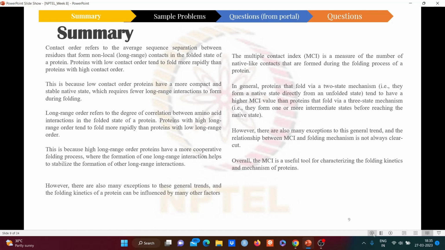This is because two-state folding proteins tend to have a more cooperative folding process, where the formation of one native-like structure helps to stabilize the conformation of other contacts, leading to an overall higher MCI value. So overall, there are exceptions to this general trend between MCI and folding mechanism as well. The combination of contact order, long range order and MCI can be used along with machine learning methods for predicting the folding rate.